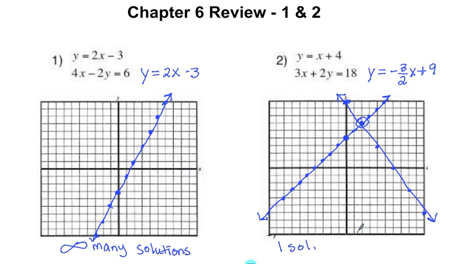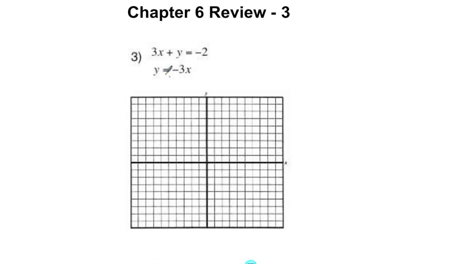And the solution is 2, 6. And to make sure, I could plug that in. If I plug in a 2 here, 2 plus 4 is 6, that is correct. 2 times 3 is 6, plus 6 times 2 is 12, 6 plus 12 is 18, so it makes both of those equations true. Now let's go on to number 3.